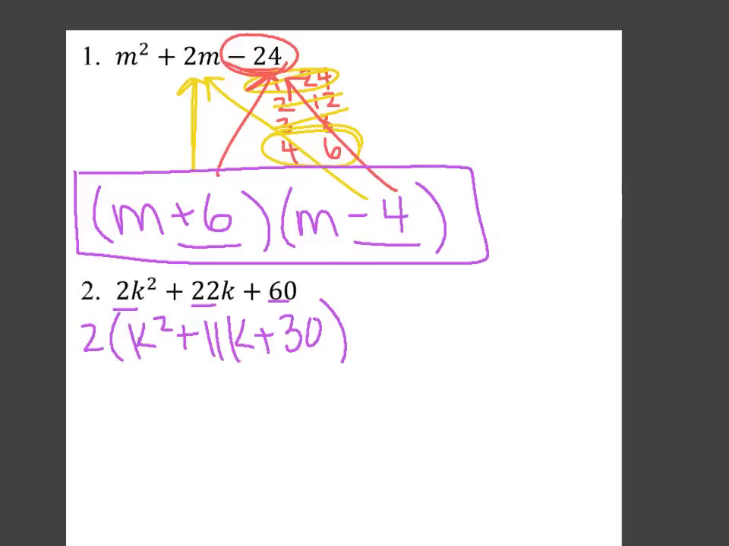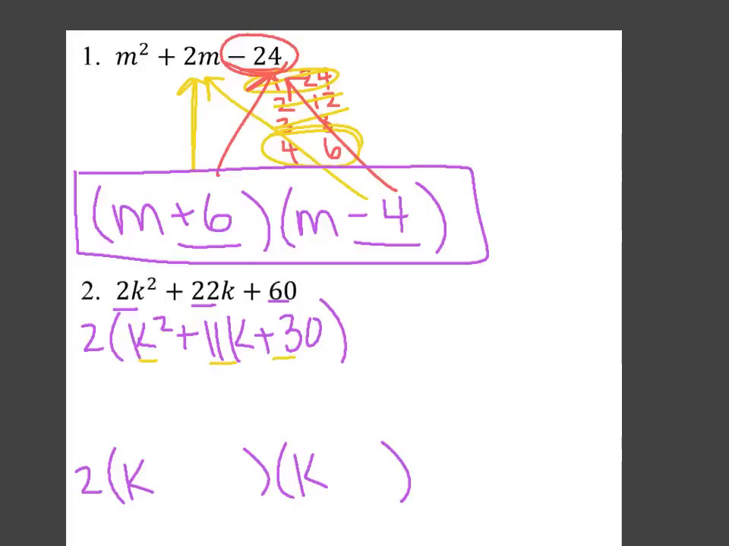Now, inside my parentheses, again, I have a trinomial. So I'm going to see if I can use sum product to break that down. I'm going to keep the 2 in the front, but then I'm going to get my parentheses ready to make my binomials. I'm putting a k here and a k here. And now I have to figure out, what two numbers can add up to make a positive 11, but they're going to multiply to make 30.